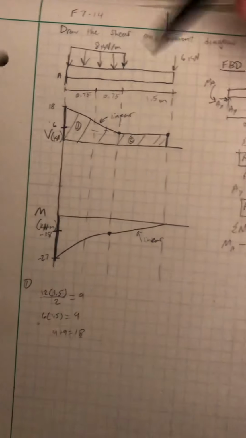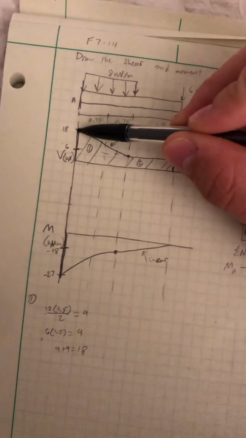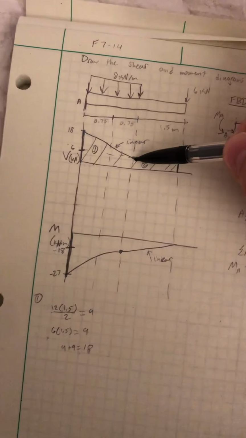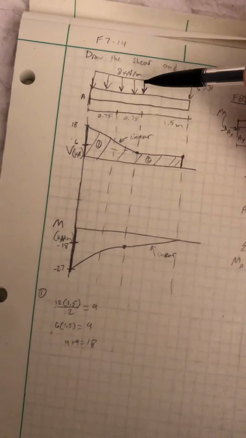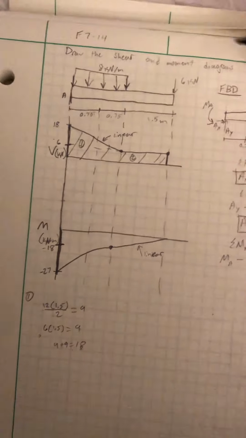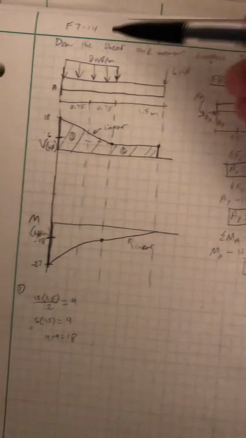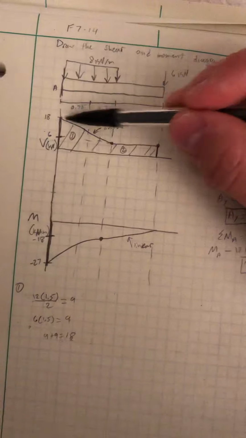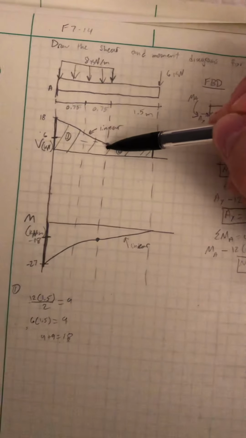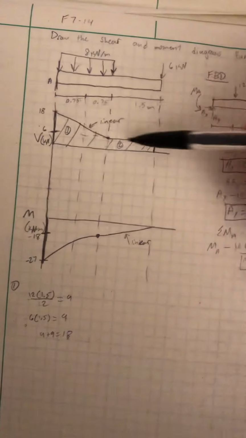So first, AY equals 18, so we start by jumping up to 18, and then there's a linear decrease for the duration of this distributed load, and it ends at this point load of 12. It's going to decrease by 12, so by the time we get to the end of the distributed load, we will have decreased 12, which will bring us to 6.